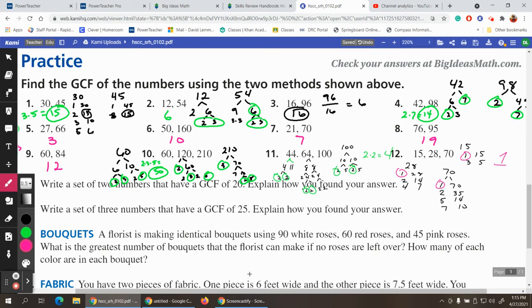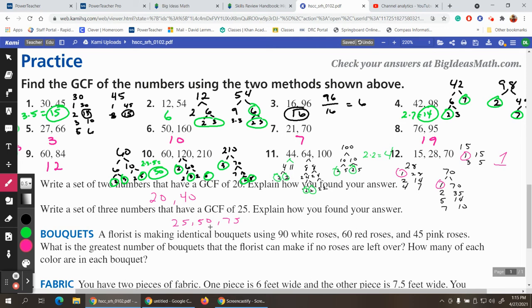Write a set of numbers whose greatest common factor is 20. That's kind of easy. 20 and 40, right? Greatest common factor would be 20. Write 3 sets. Well, that's just multiples of 25, right? So 25, 50, 75. Real easy.